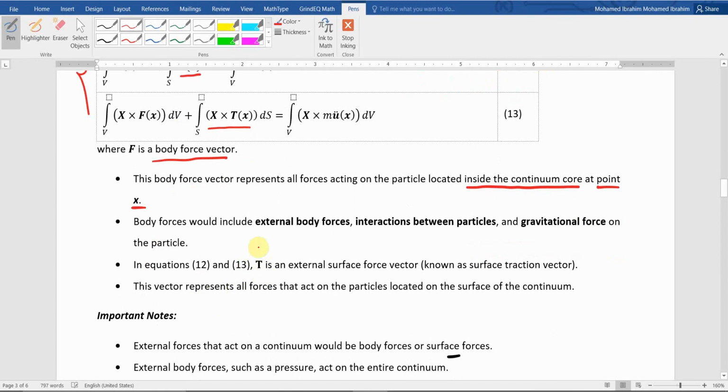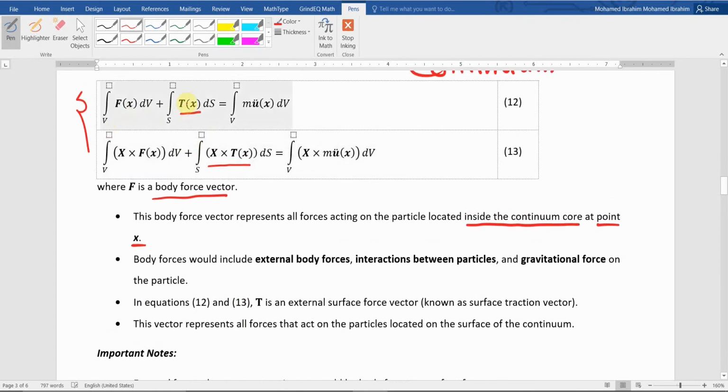Also, in addition to this body force, we do have here in this equation T. T is an external surface force vector also. It is commonly known as surface traction vector or surface traction. This vector represents all forces that act on the particle located on the surface of the continuum.